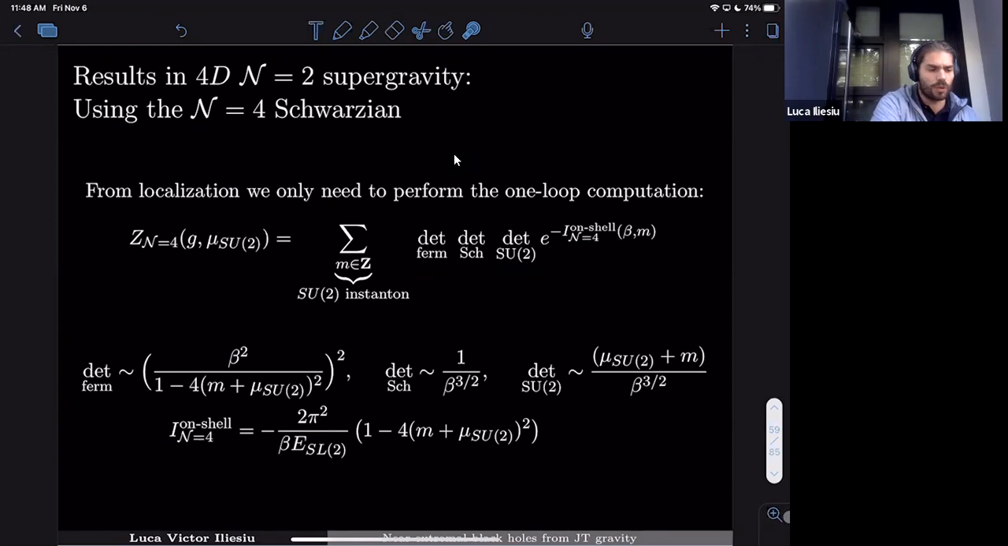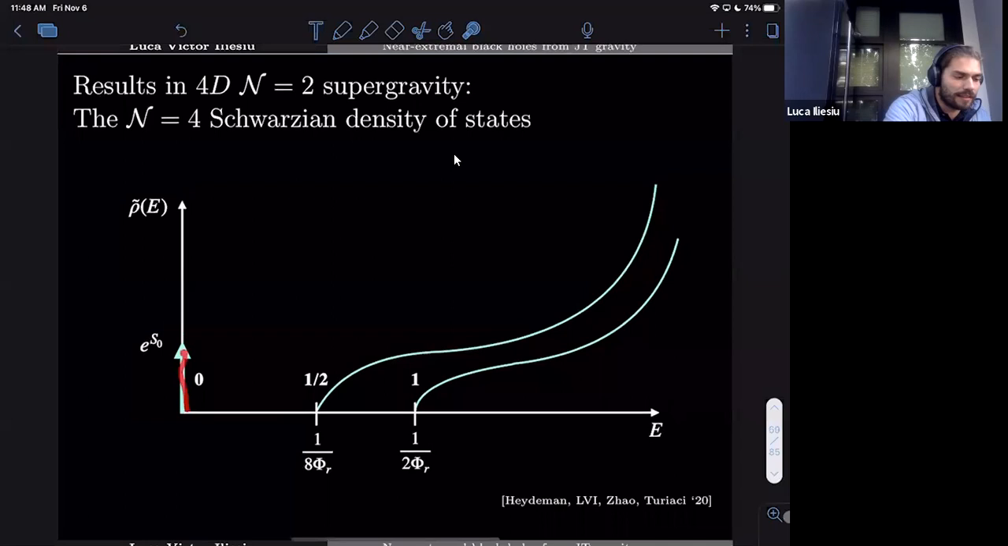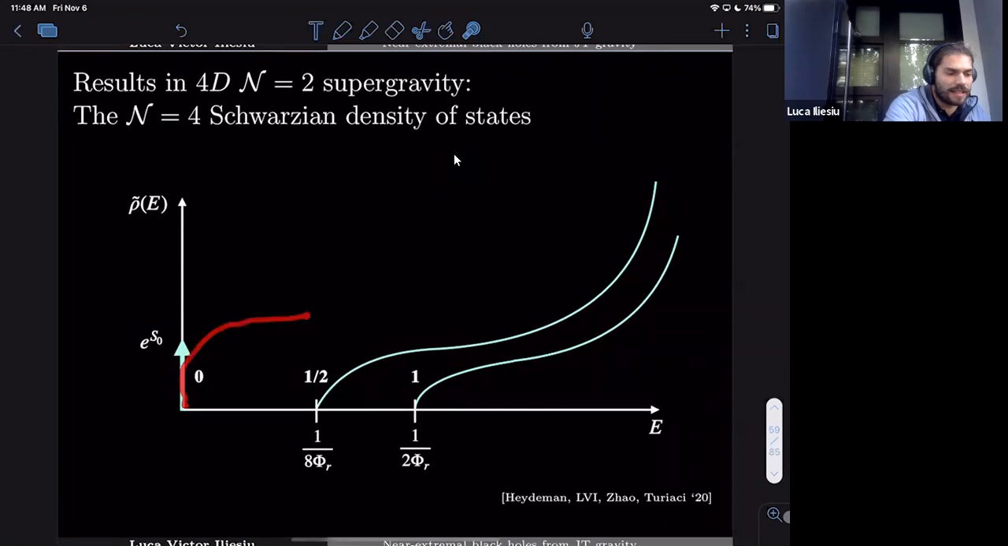But the important message that I want you to take home is that if you take this partition function with N=4 supersymmetry and Laplace transform it to determine what the density of states is, what you find is that this theory has a gap between the ground state and the near-extremal states. As opposed to the previous examples where the near-extremal states were completely smooth and started at zero, where the extremal state lives, now we have a massive degeneracy at extremality.